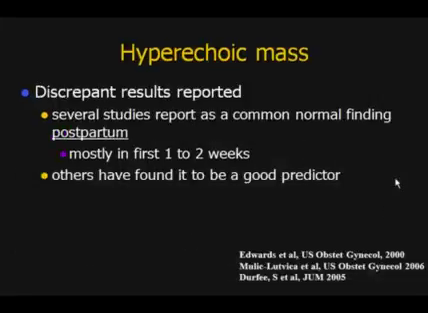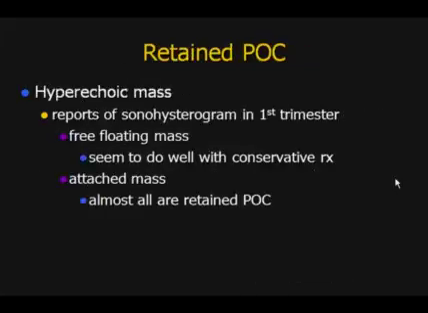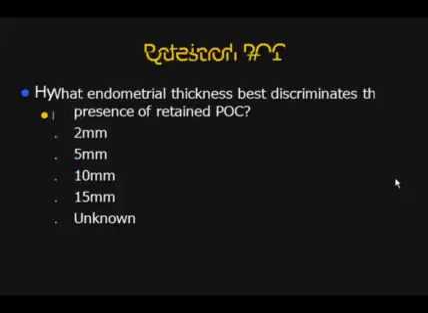For this hyperechoic mass, discrepant results have been reported. Several studies in the postpartum patients report it as a common normal finding, particularly in the first 1 to 2 weeks postpartum. Other studies have found it to be a better predictor. Sonohysterogram could be used. It makes sense. If you did a sonohysterogram and you see a free-floating mass in the cavity, most of those would probably do well with conservative management based on one study. Whereas if you see attachment to the wall, those are more likely due to retained products. Certainly seems reasonable. There's not much in the literature about it, and it really hasn't caught on as the way to evaluate for retained products of conception, even though it could be helpful in selected cases.